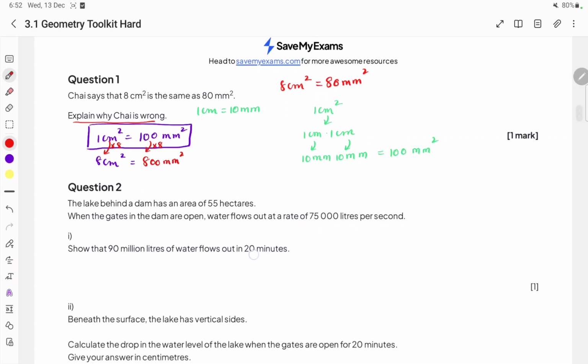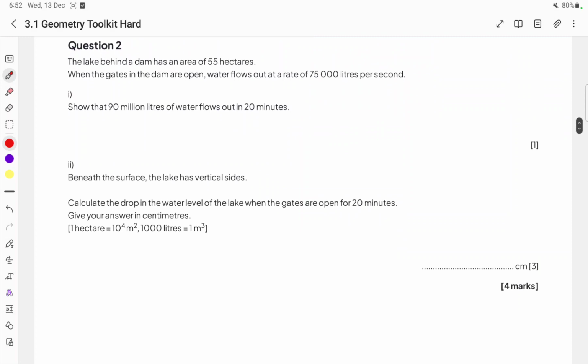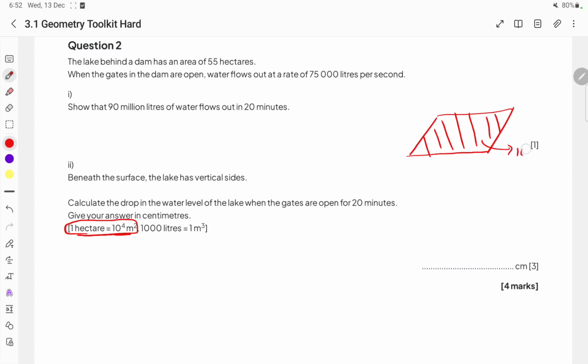Now coming to the second question. The lake behind a dam has an area of 55 hectares. Hectare is nothing but 10 power 4 meter square. This is also given. The base area they have given, suppose this is the hectare, the entire area, this is the base of a dam. So this is 10 power 4 meter square, which is given in the question.